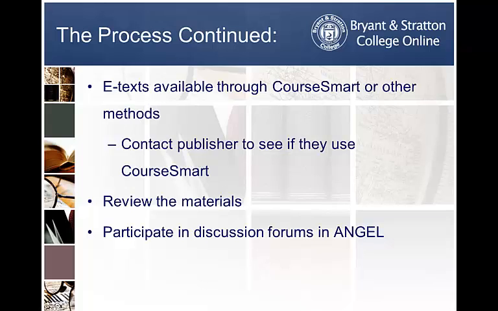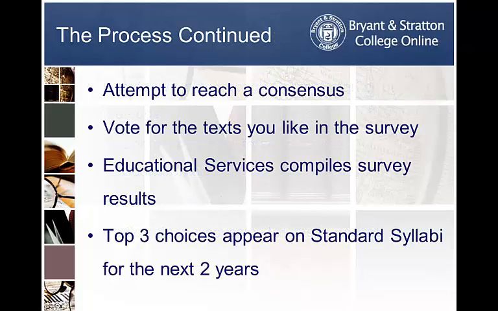Once you've had an opportunity to review the materials, you'll be asked to participate in discipline-specific discussions in Angel. The purpose of these discussions is for instructors to come together and reach a consensus as to which texts they like most and which they believe will be most beneficial to our students. After these conversations have taken place, you'll be asked to participate in a survey in which you will vote for the texts you'd like to see offered to our students. These survey results will be compiled by Educational Services, and the top 3 choices will be the texts we use over the next 2 years.